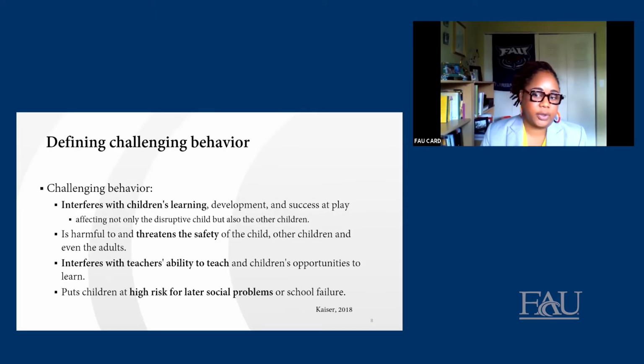Challenging behavior. Kaiser in 2018 gave us this definition of challenging behavior. It interferes with children's learning, development, and success at play. This is not just for the child, but also for other children around them. Challenging behavior is harmful if it threatens the safety of the child or other children or even adults in the environment. Challenging behavior interferes with the teacher's ability to teach and children's opportunities to learn. And then last, challenging behavior puts children at risk for later social problems or for school failure.